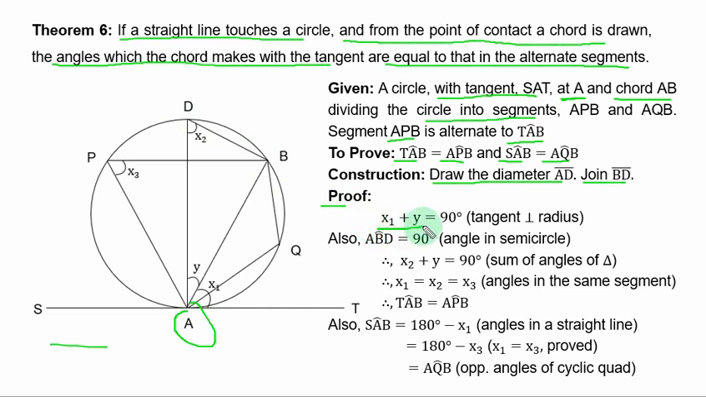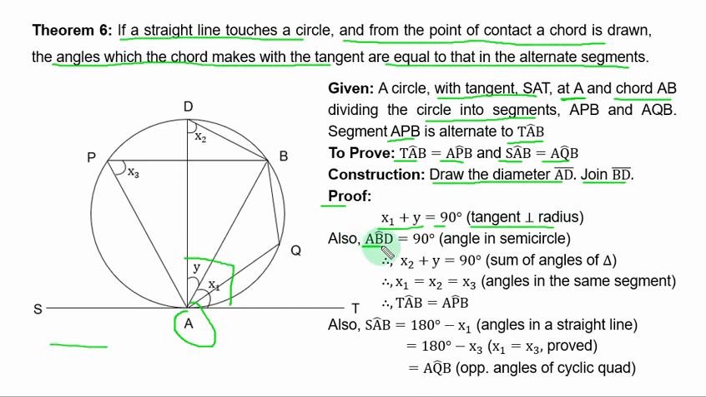S1 plus Y is equal to 90 degrees. That is the whole of this angle. The sum of the two angles is equal to 90 degrees. Tangent perpendicular to radius: at the point of contact of a tangent and a radius, the angle formed is 90 degrees.